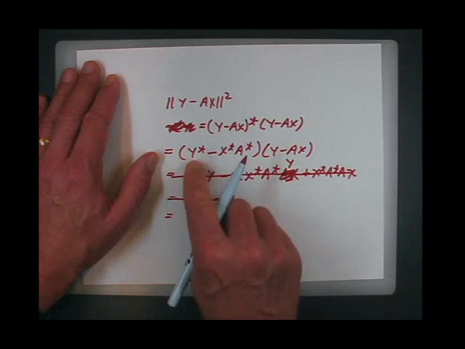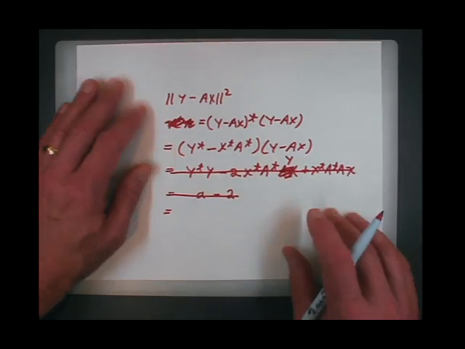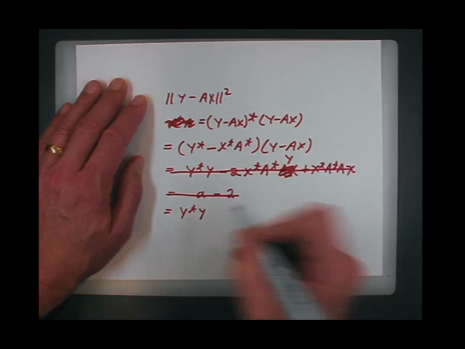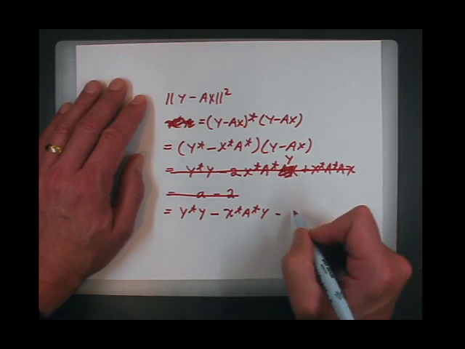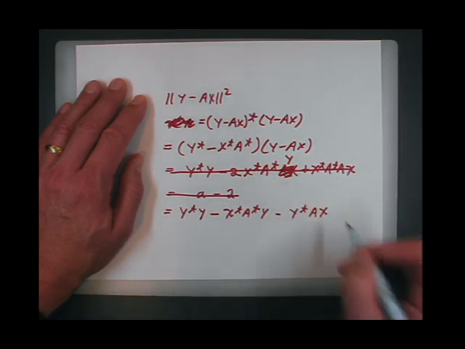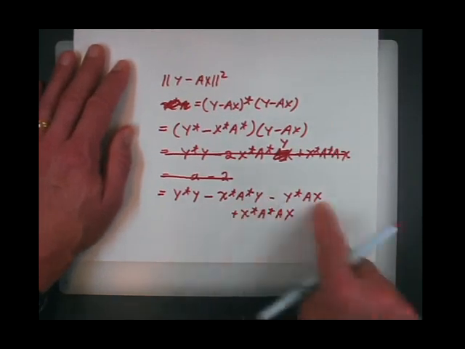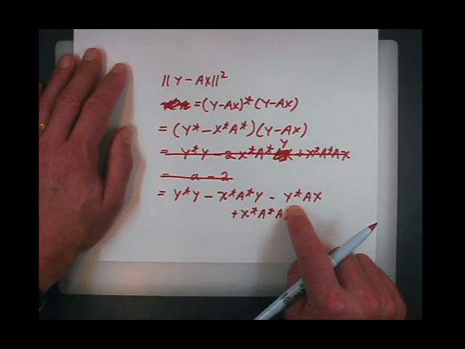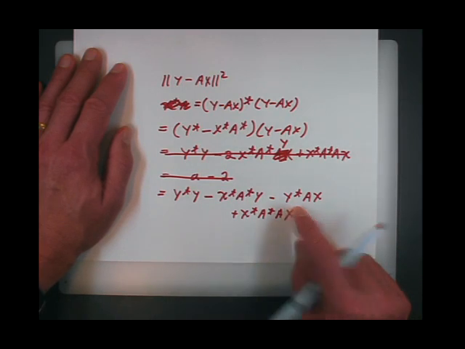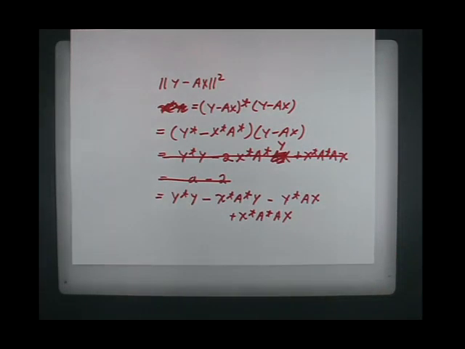So I'm computing the product of y transpose minus x transpose A transpose, quantity, times y minus Ax, right? That's going to be y transpose y in one term, minus x transpose A transpose y, right? Then we'll have minus y transpose Ax, and then plus x transpose A transpose Ax. Now these two terms can be added. They look different, but they're both scalars, okay? Since the transpose of a scalar is equal to itself, we know that these are equal.